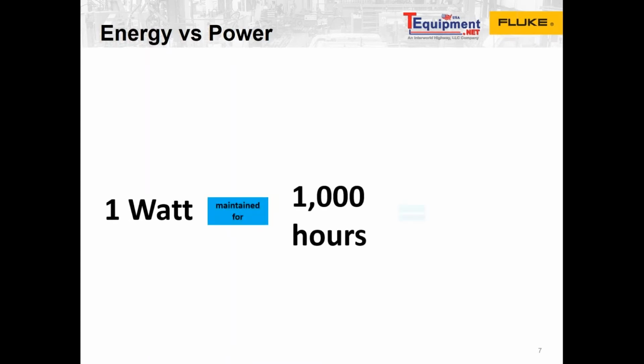And all too often, energy and power are used interchangeably, and that's not really accurate. What is the difference between energy and power? What is energy and what is power? So we'll kind of review this quickly here. We know that 1 watt of electrical power maintained for 1,000 hours equates to 1 kilowatt hour. And what's interesting is if you have 1,000 watts maintained for only 1 hour, it's still 1 kilowatt hour. So keep that in mind.